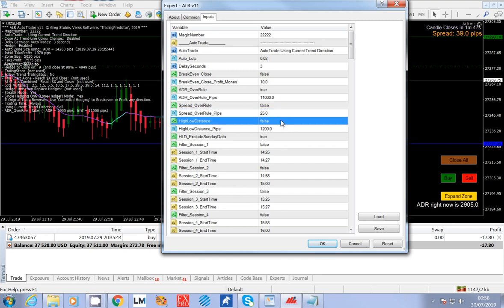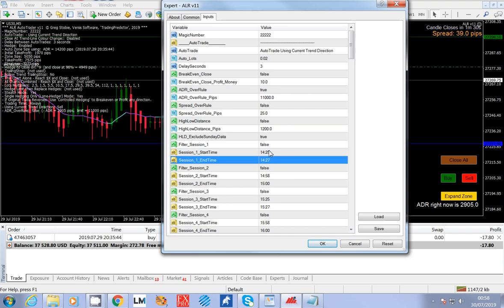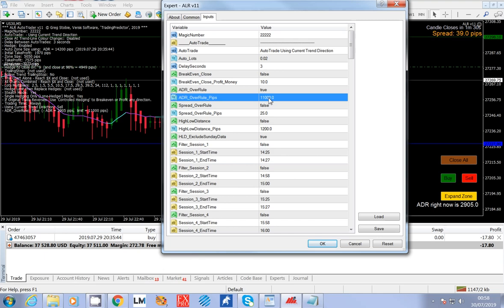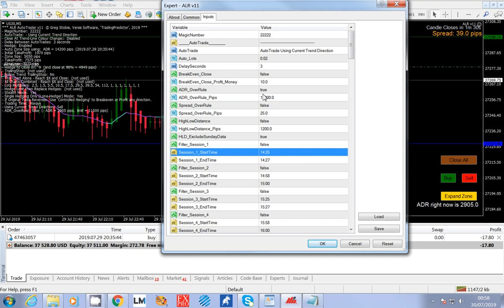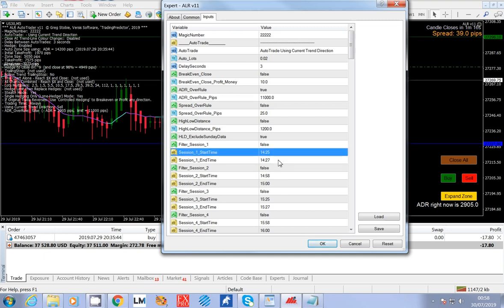High-low distance. Before I continue, in version 12, I will be adding a new feature to the ADR over rule so that it can work in conjunction with the start and end time, so that you can say trade between this time and that time, but only if the ADR is above this number. So the trade times will look at this ADR value, and it will only open a trade if the ADR is over a certain number that you have chosen, and it will trade between these times.